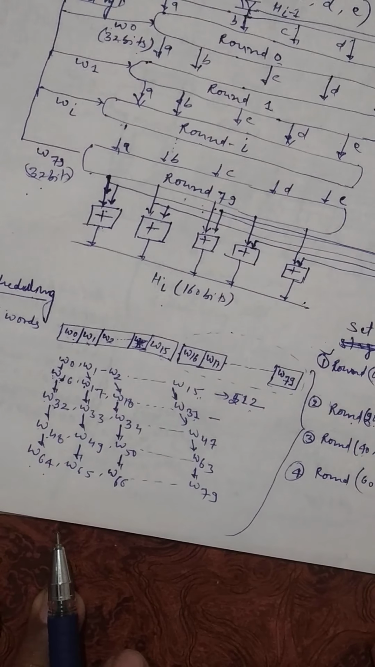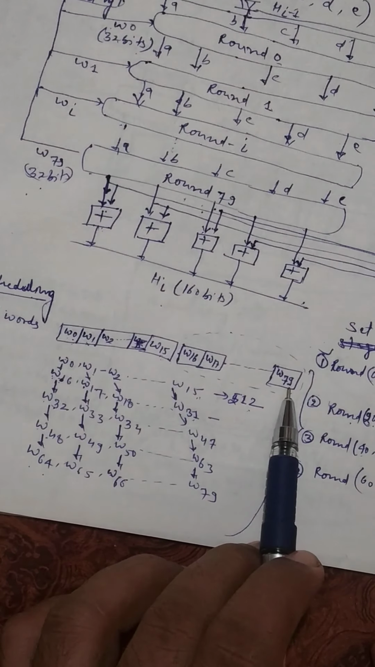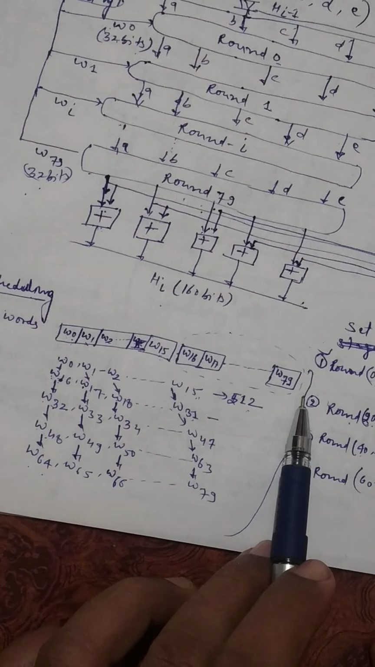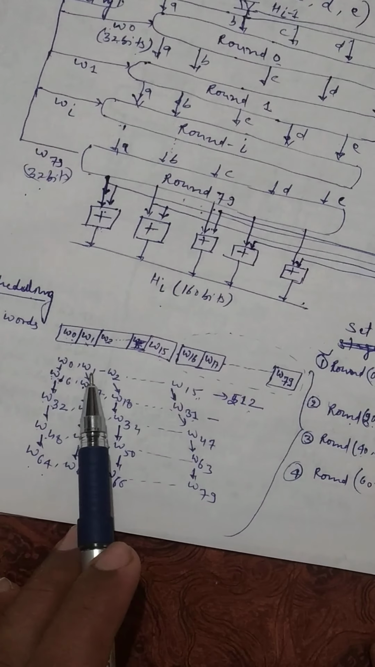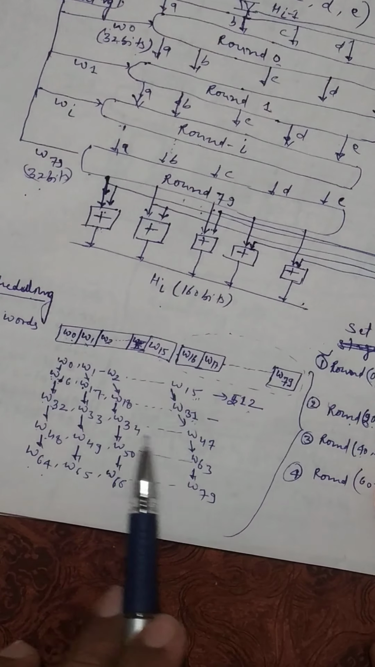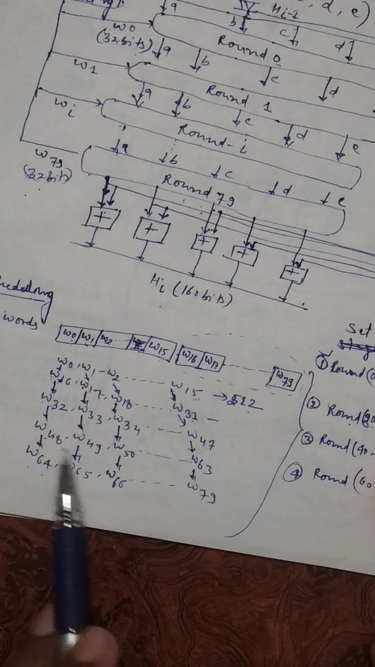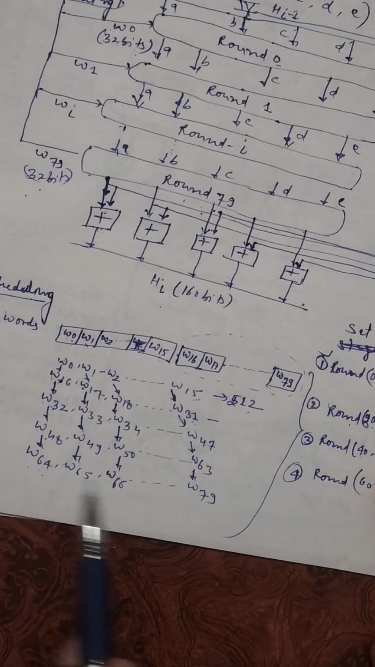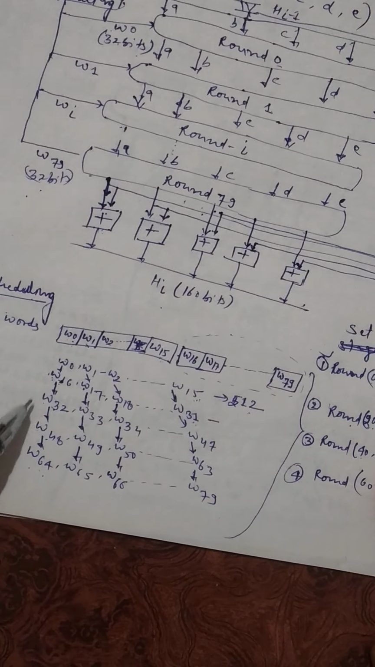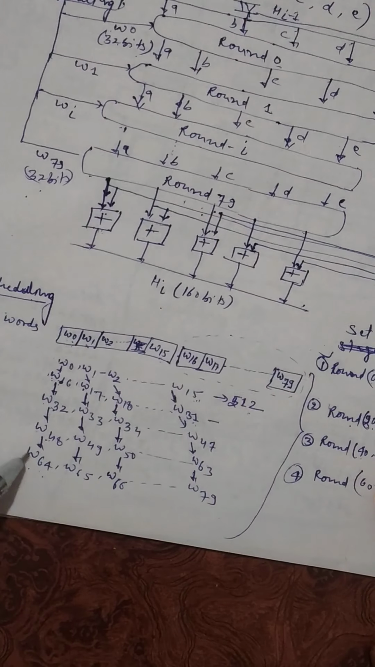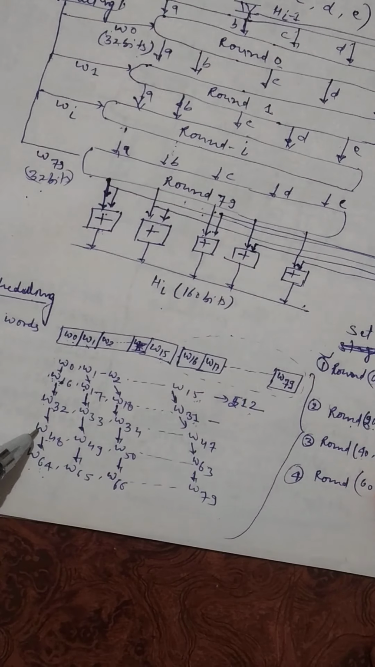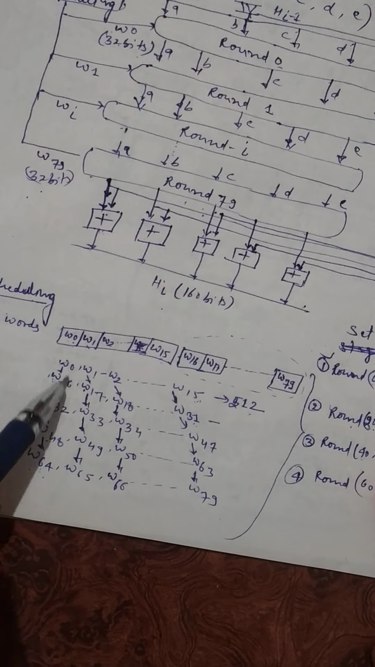Now what about W16 to W79? Okay, 16 words we have generated. Let's understand. I'm writing here W0, W1, W2 up to W15. W16 to W31 I'm writing here, W32 to W47 here, W48 to W63 here, and W64 to W79 I have written here. Now the values of W0, W16, W32, W48 and W64 will contain the same value.